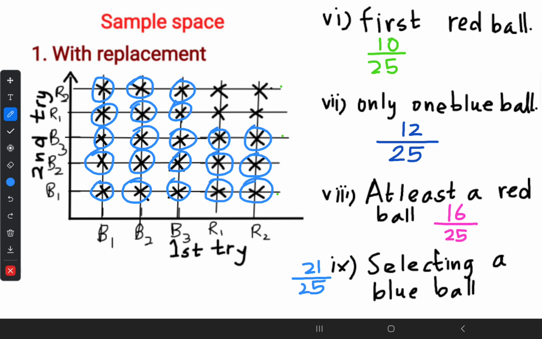That's all about sample space with replacement questions. In upcoming classes, we will discuss without replacement as well.